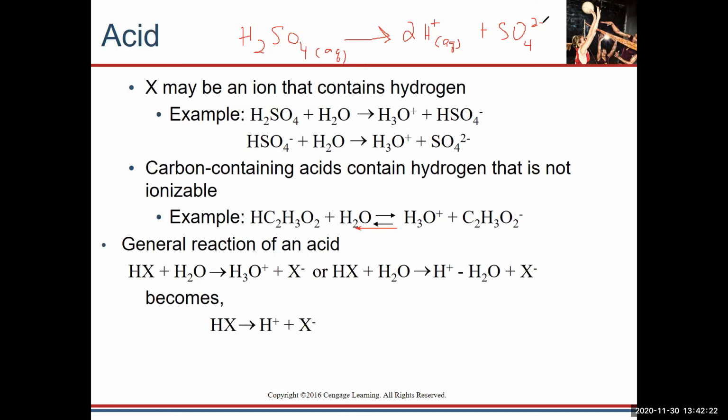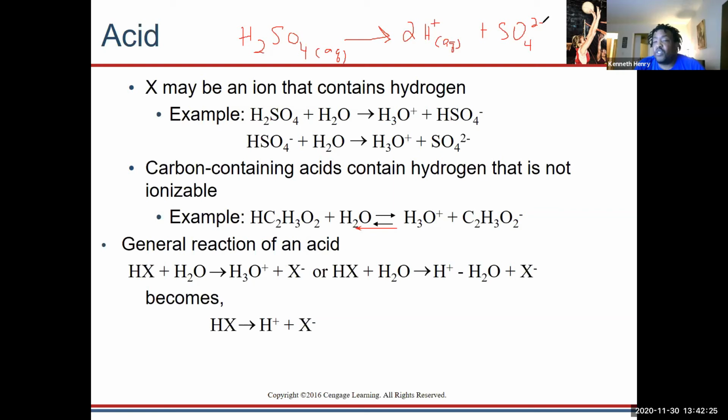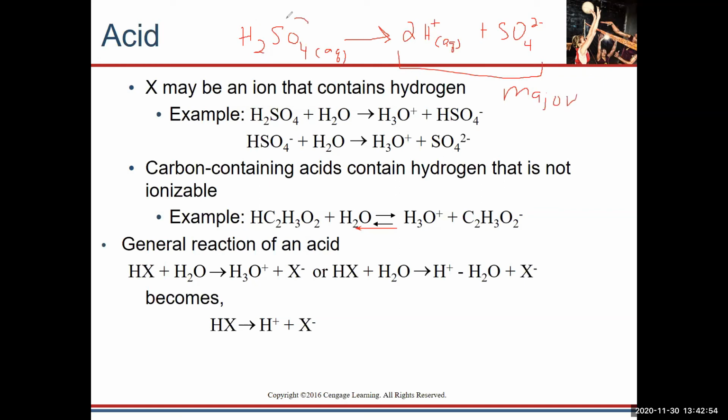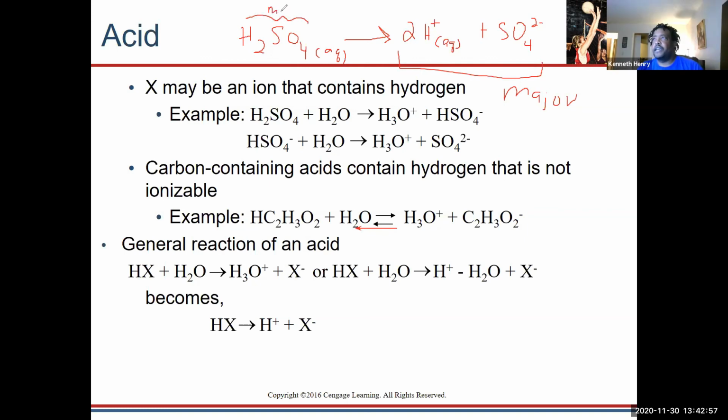Can you say the most important, like it has the biggest effect on it? The biggest effect or the biggest amount? Biggest amount. Okay. So when we're talking about major species and minor species, major species makes reference to the one that you're going to see most commonly, the most abundant in the solution. So in a strong acid, such as sulfuric acid, your ions are going to be your major species. And your minor species is going to be this guy. Minor meaning that you don't see a lot of it. Major, you see a lot of it.